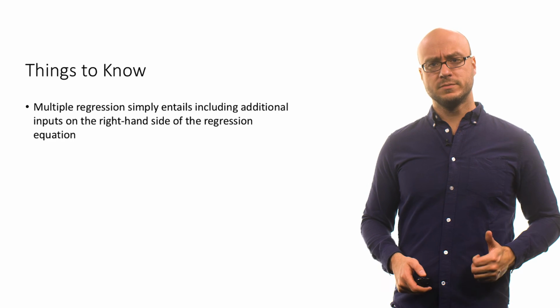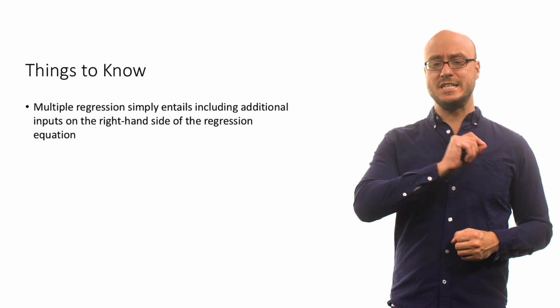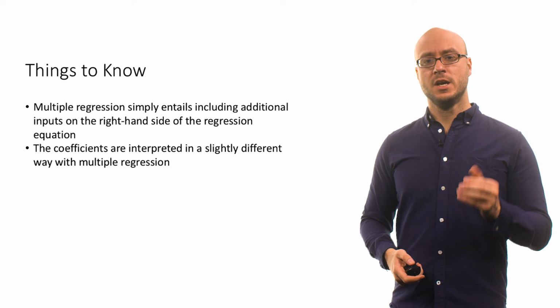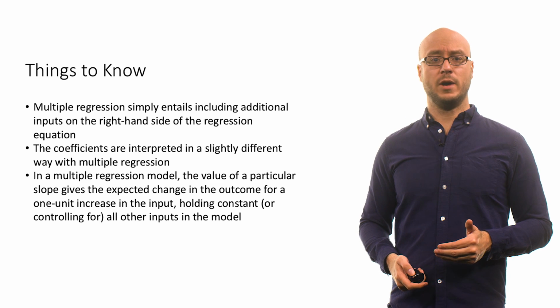But not only that, multiple linear regression models are used to predict lots of things about the future. They're used to predict what product you will buy. They're used to predict what your credit score will be. So multiple linear regression is a very powerful technique. To conclude about multiple linear regression, it simply entails including additional inputs or predictors on the right-hand side of the equation. That's it. The coefficients are interpreted in a slightly different way.